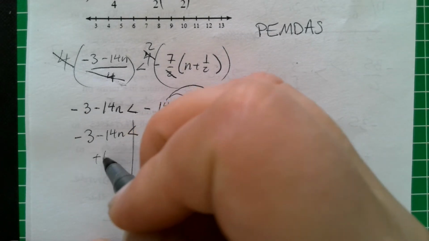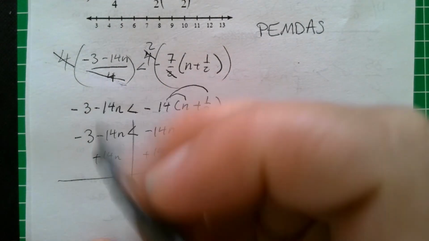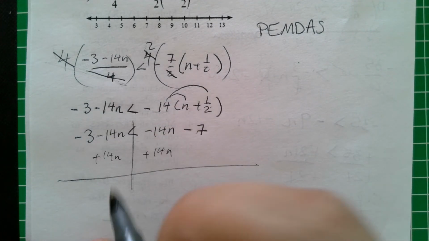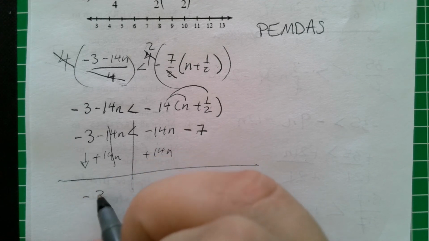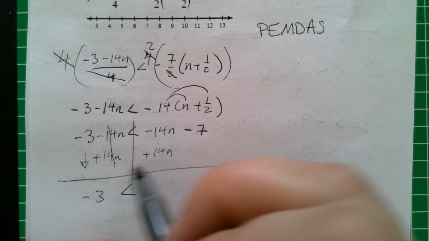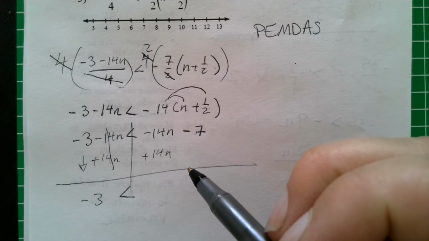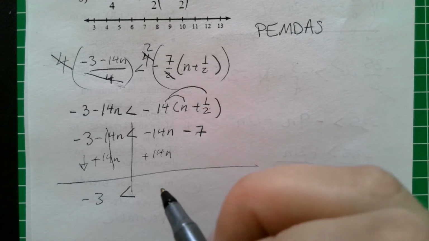Okay, so plus 14n, plus 14n. What's the left side of the equation going to leave me? No. Oh, negative. Thank you. Don't forget your inequality. It doesn't flip because we didn't multiply or divide. Excuse me, we didn't multiply or divide by a negative. What's left over on the right side of the equation?